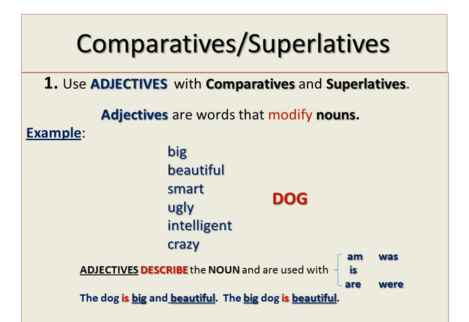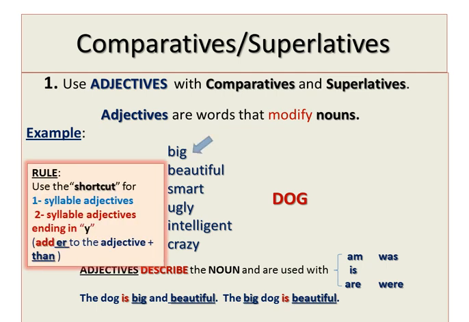The length of the adjective is important in English. So if you have a one-syllable adjective or a two-syllable adjective that ends in Y, we treat it differently than normally. So for example, the words big and smart are one-syllable adjectives. The words ugly and crazy are two-syllable adjectives that end in Y. What we do is add ER to the adjective and follow it with the word than. But we will see that in a minute. So let's take a look now at the standard form.